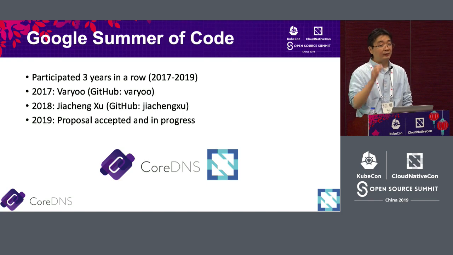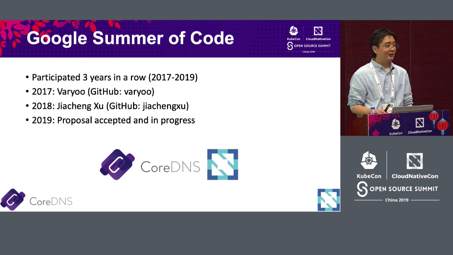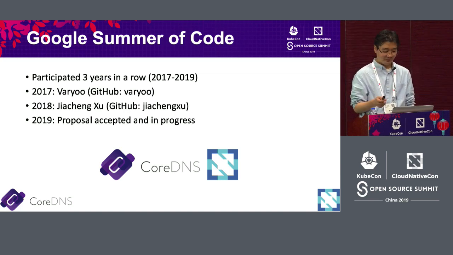As a CNCF project, CoreDNS has participated in Google Summer of Code three years in a row. The first year we had contributors contributing to DNS tap. The second year we had contributors who actually did the integration of etcd. And this year we have a proposal accepted. I'm not going to announce his name yet because he hasn't finished Google Summer of Code. So next year I'm going to show his name here.